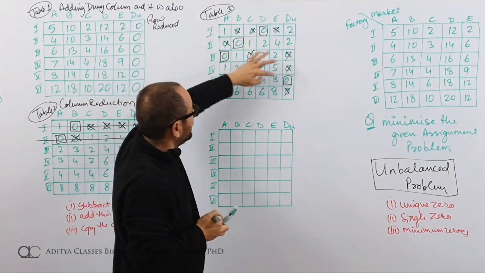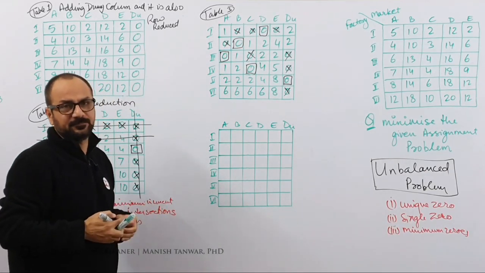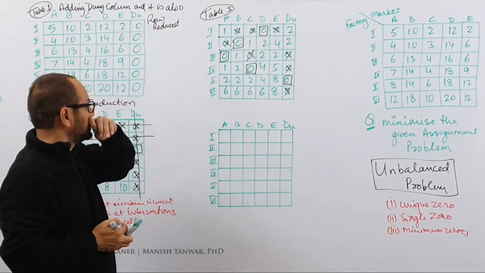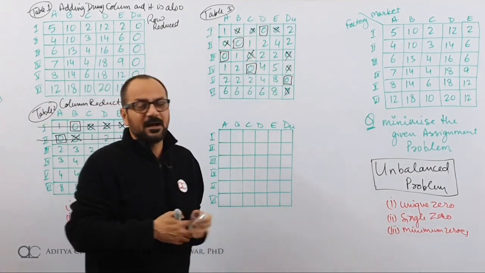1, 2, 3, 4 and 5 assignments. I need 6 assignments because I have 6 sources. So again, this is a degenerate solution. I need to remove this degeneracy. How? This time I have made 1, 2, 3, 4, 5, so I have made 5 assignments.